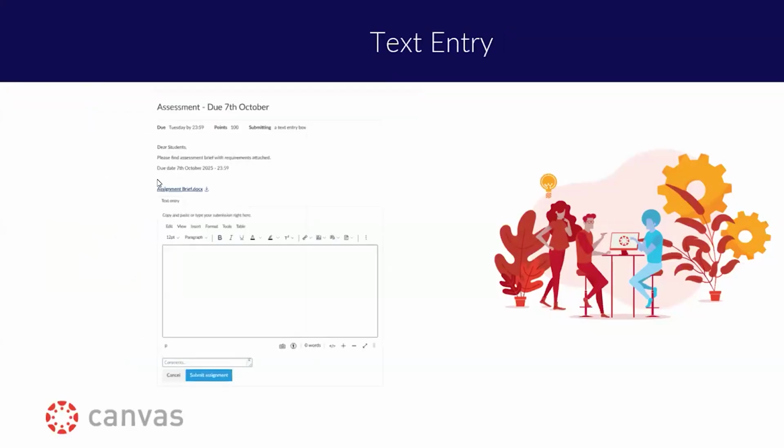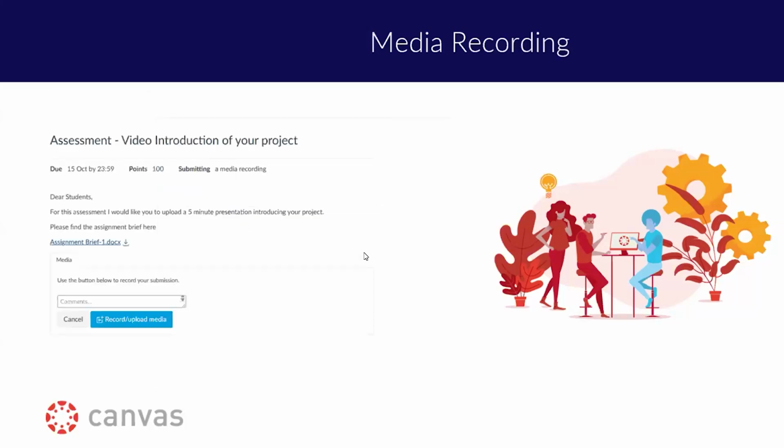The next option is a text entry, and you can see along the top here that this is a text entry box. So when you go to the start assignment option, you literally put the text of your assignment directly into the box. Once you're happy with it and it's completed, you can just submit as normal. Then the next one is if you were asked to upload a media recording.